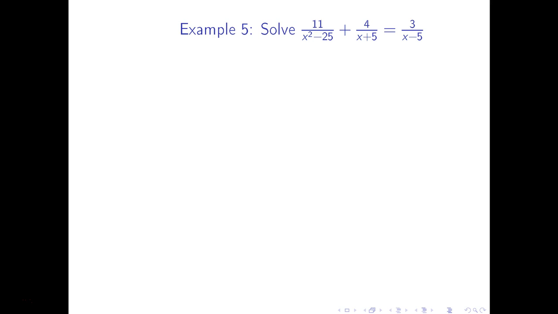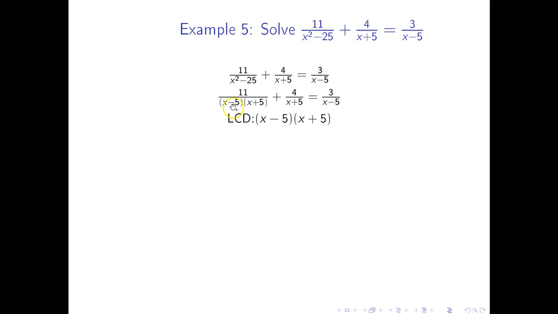Welcome back. First thing you should have done is actually, before I even find the lowest common denominator, I would factor the denominators. It makes it easier to see. So if I factor this denominator into this form, now I can see that the lowest common denominator is really x minus 5 times x plus 5, because each of these are inside of that denominator. So now I can multiply every single term by that.